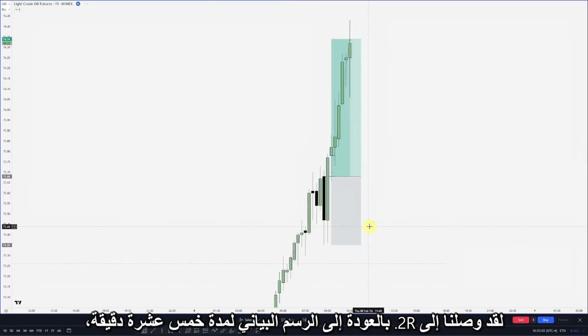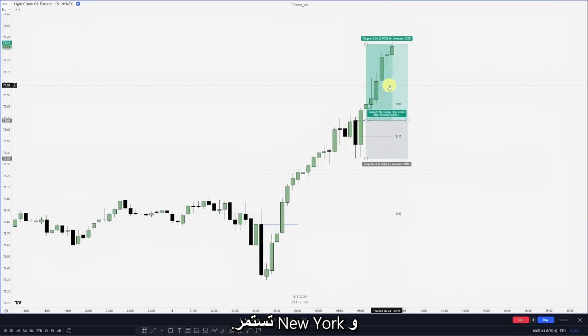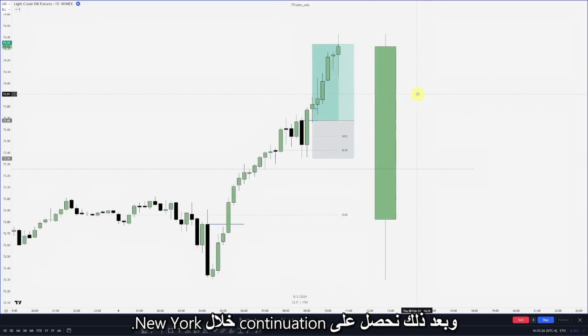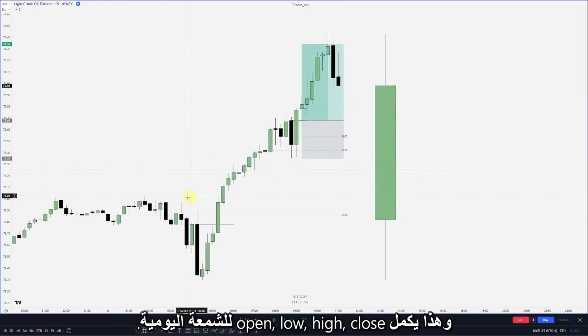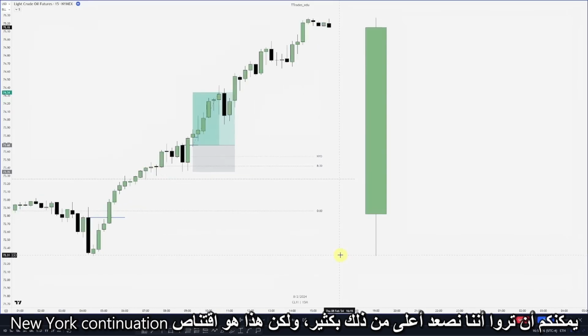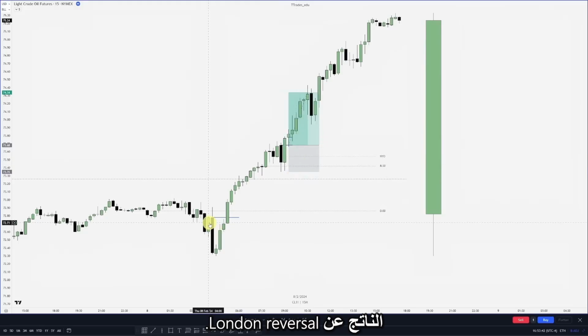So zooming back out to the 15-minute chart, let's take a look at this. You can see between 2 to 5, or London makes the reversal, New York continues. So if we pull up the daily candle, you can see London makes the wick of this daily candle, and then we get a continuation through New York, and that is completing the open, low, high close of the daily candle. So let's let this play out. You can see we go quite a bit higher, but that is catching the New York continuation from London reversal. Let's hop into another example.